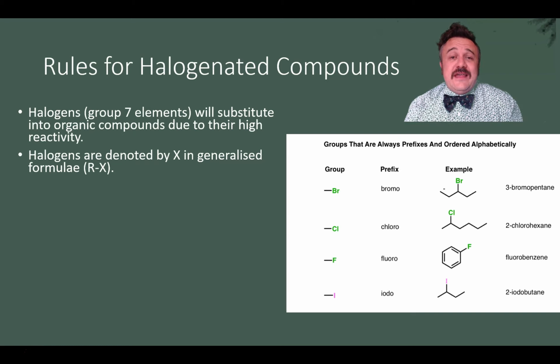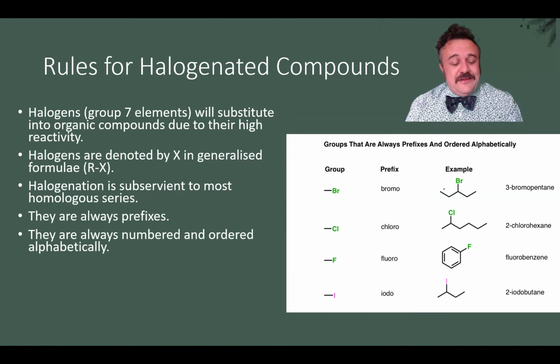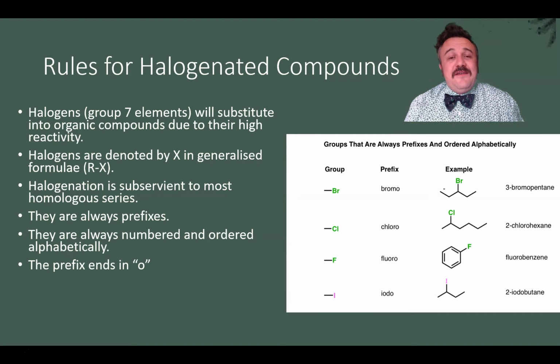If it is a specific halogen we're talking about, they'll use the specific elemental symbol. It's subservient to most homologous series. We've said that earlier, so all the other functional groups come before it. They are always prefixes, so they're always right at the front, and they're always numbered and ordered alphabetically, and the prefix ends in O, so it's bromo, chloro, fluoro, iodo.